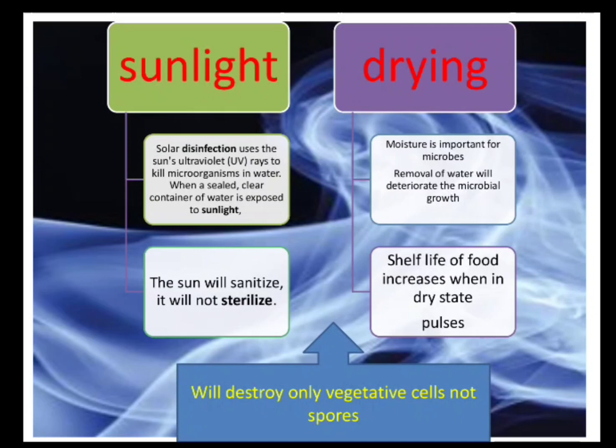The same soaked dal or soaked rice, you cannot keep it for a very long time, because it is having moisture in that. The shelf life of the food will increase in the dry state because the number of microorganisms are less. But here only the vegetative cells will die, not the spores. When you subject the substance to drying or sunlight, those microorganisms which have the capability to convert to the spore form will convert to the spore form. So only the vegetative forms are going to get killed here.